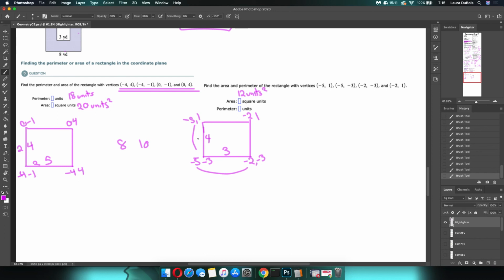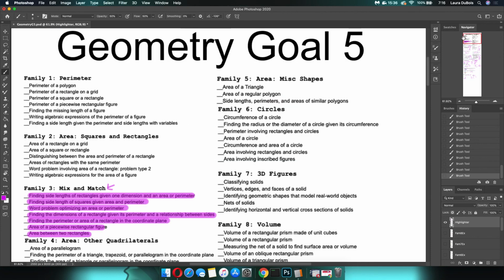And then perimeter, so we're going to double that to get 8. We're going to double that to get 6. 8 plus 6 is going to be 14 units. So even though they didn't give me a coordinate plane, I had enough of a sense of an idea to draw it out, put in all of my labels, and then what's the jump from 1 to negative 3? In other words, what's my rise and what's my run? But that's everything necessary for family 3 of goal 5.